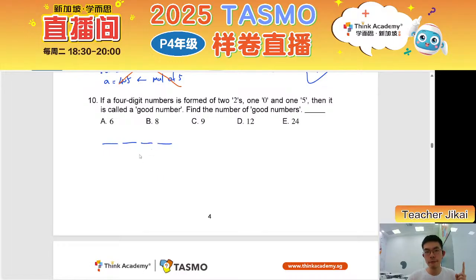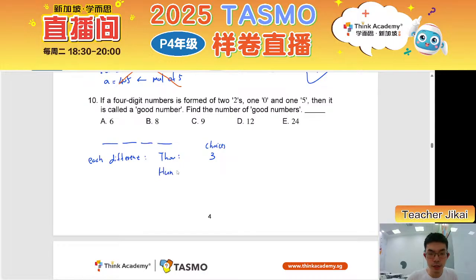So first, let's assume the two 2's are different. For each of the numbers being different, how many numbers are there? For the thousands digit, how many choices do we have? Is that 4? No. Can 0 be on the first digit of the number? It cannot. So 0 cannot be in the thousands place. It can only be in the hundreds, tens, and ones. So for the thousands place, we can only have 2, 2 and 5. Altogether, we have 3 choices.